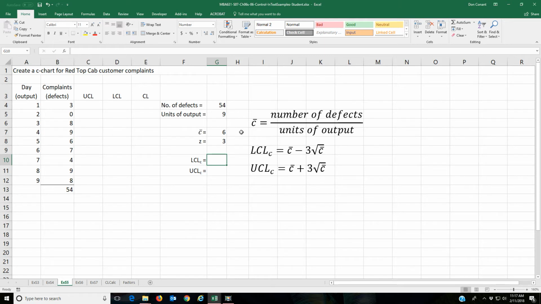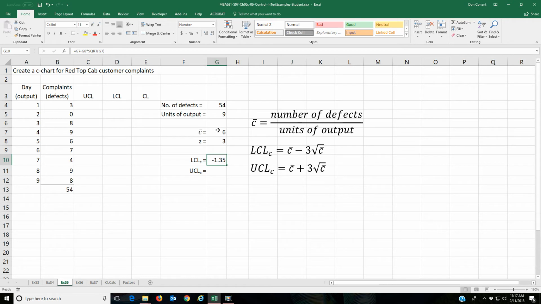Now we need to calculate the lower control limit and the upper control limit. To do that, I'll take C bar, following this equation here, and subtract from that Z times the square root of C bar. I use the square root function there. Now, I have a problem. The lower control limit can't be less than 0.